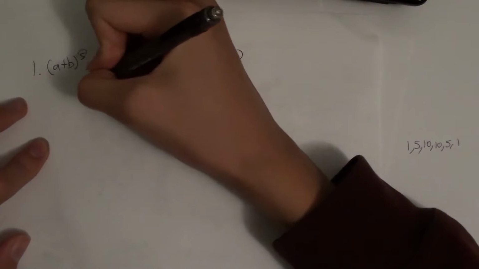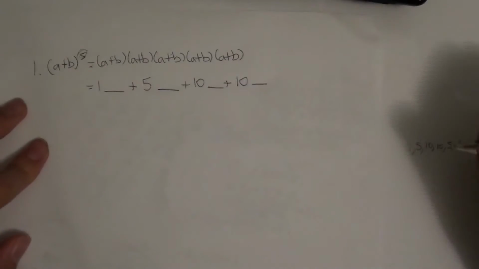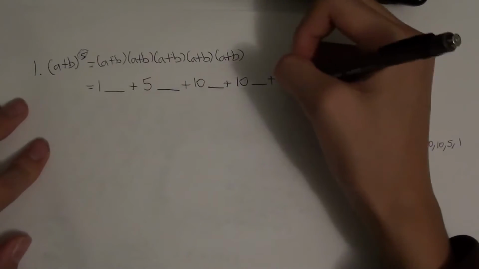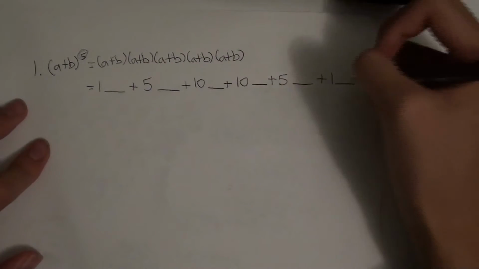So flip this over. Following a similar pattern to the one we did last time, I'm going to do equals 1 blank, right? There's the 1 right there, first digit, plus 5 blank, plus 10 blank, plus 10 blank, plus 5 blank, plus 1 blank, right?